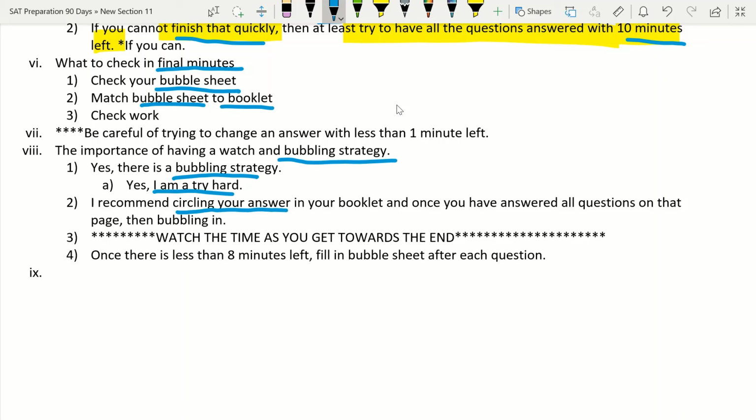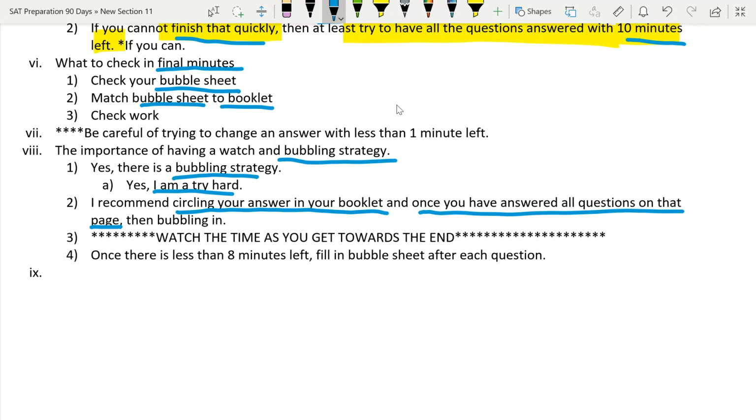I recommend circling your answer in your test booklet. So you solve your problem, you circle your answer in your test booklet. Now you do that until you've answered all of the questions on that page. For the SAT math section with calculator, generally there's going to be anywhere from 1 to 4 problems, maybe even 5 on one page. So what I recommend doing is circling your answer in your test booklet, and then once you've answered all the questions on that page, bubbling it in on your answer sheet.